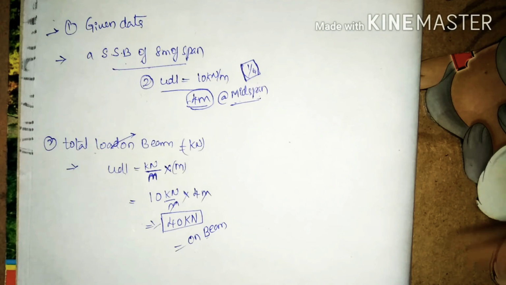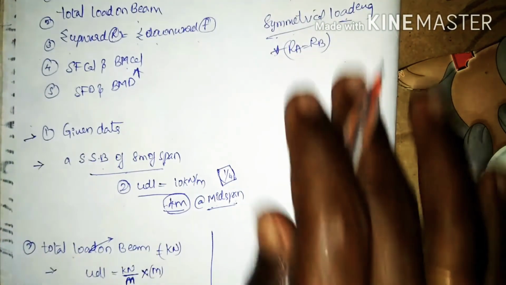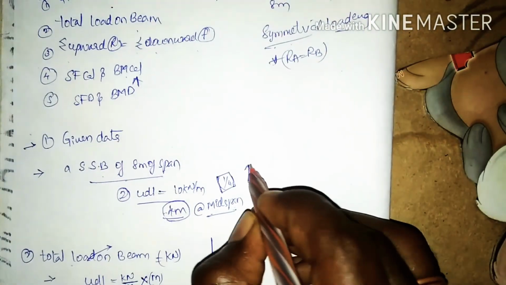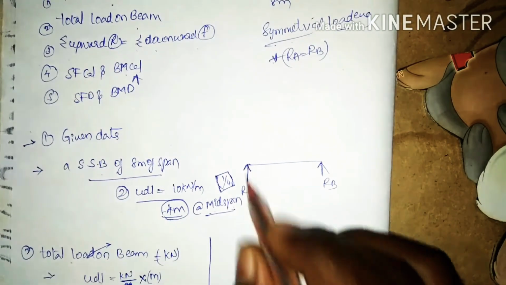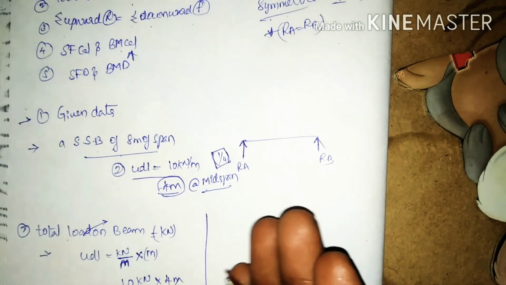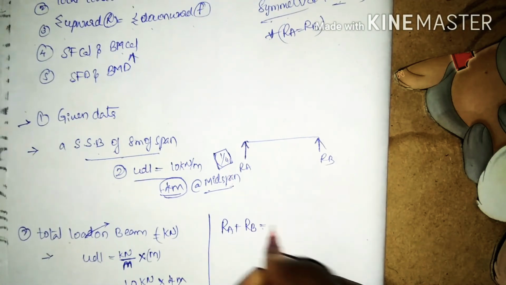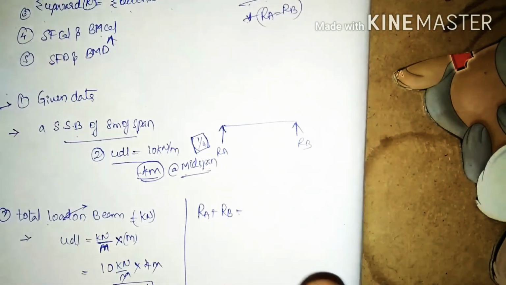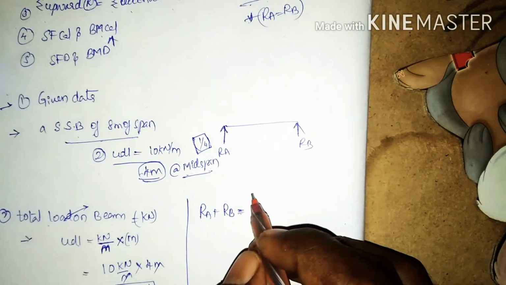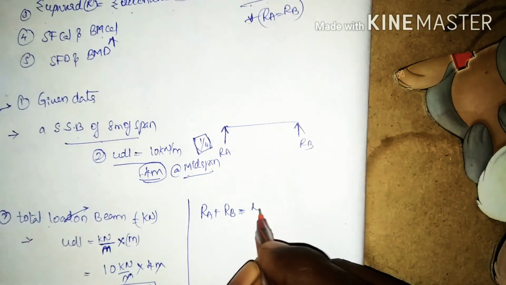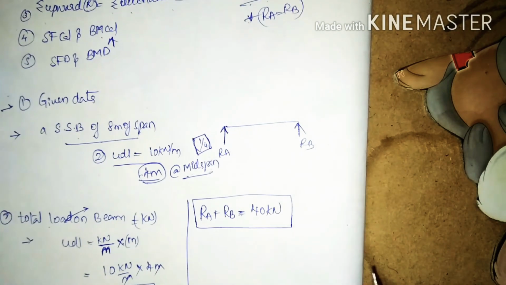Number 3, summation of upwards is equal to summation of downwards. In this simply supported beam, we are having two reactions, RA and RB, which are in the upward direction, so I am writing these two on the LHS. RA plus RB is equal to the downward forces. We are having only one UDL, and when the UDL is converted to a point load, it becomes 40 kilonewtons. RA plus RB is equal to 40 kilonewtons.